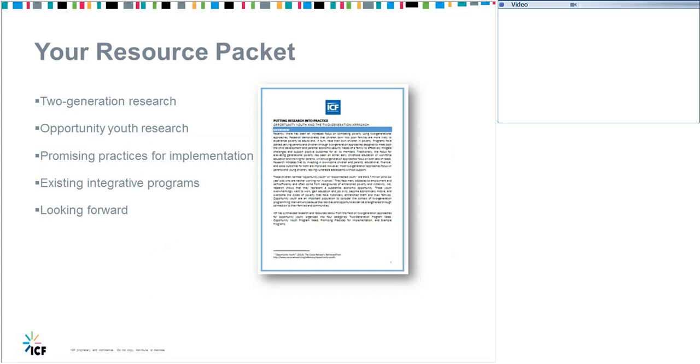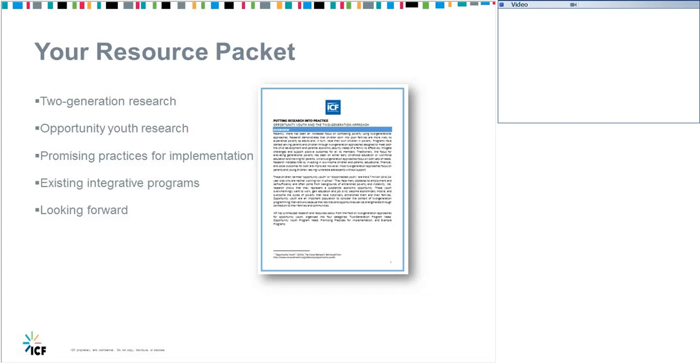As with the other CAP webinars we've done, we put together a research packet, and this provides you with a variety of resources related to 2Gen, which you may also already be familiar with, and opportunity youth. This topic is a little different than what we've presented on with CAP in the past, because this is an emerging area of practice where folks doing 2Gen practice have started to integrate opportunity youth into that practice. So the research hasn't caught up to the practice.